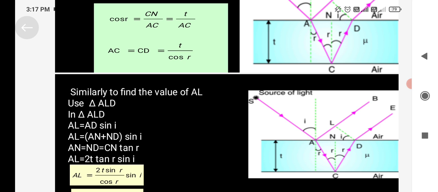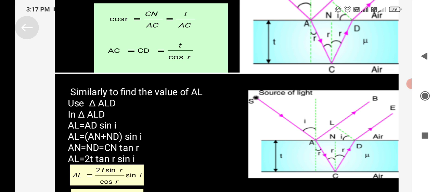Again we have to find the value of AN and ND. So to find the value of AN and ND, we have to consider the triangles ANC and CND. So in triangle ANC, what do we want now? AN. So tan R is equal to AN upon NC. We know the value of NC, that is T. So we'll get AN is equal to T tan R. Similarly, ND is equal to T tan R. So AD is equal to T tan R plus T tan R, that will be 2T tan R.